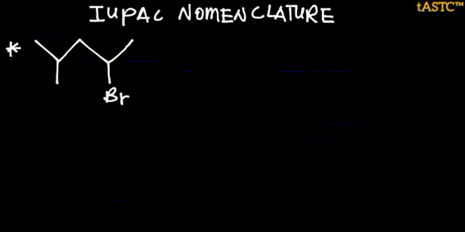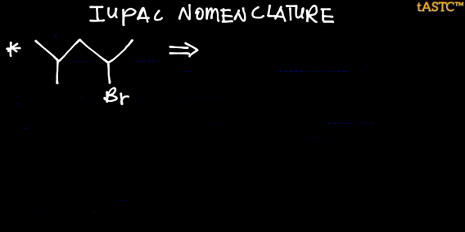So first of all, we need to find out what is the longest chain. Before I do that, we're going to change this into its condensed form. This is called the line structure. By the way, I've actually made a video that explains how to change this stuff into its condensed form. So feel free to check that out on the channel.